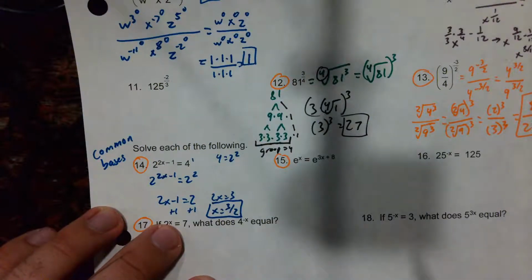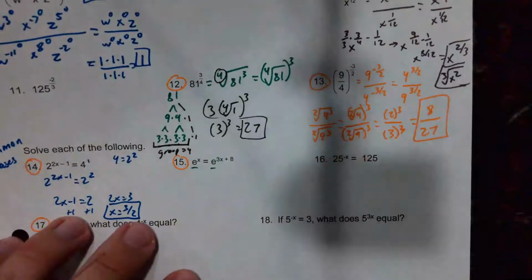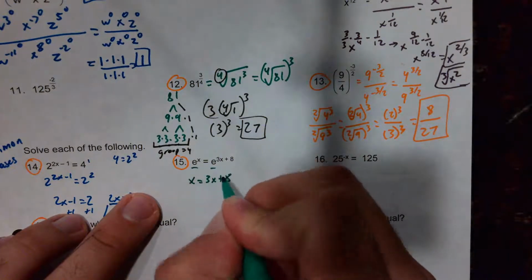Now for number 15, look at that. Our bases are already together. They're both e to the x. So since the bases are the same, I can just set their exponents equal to each other. So this is going to be x equals 3x plus 8.